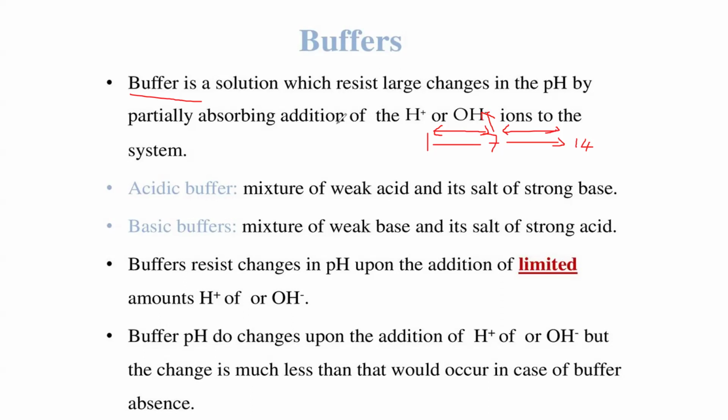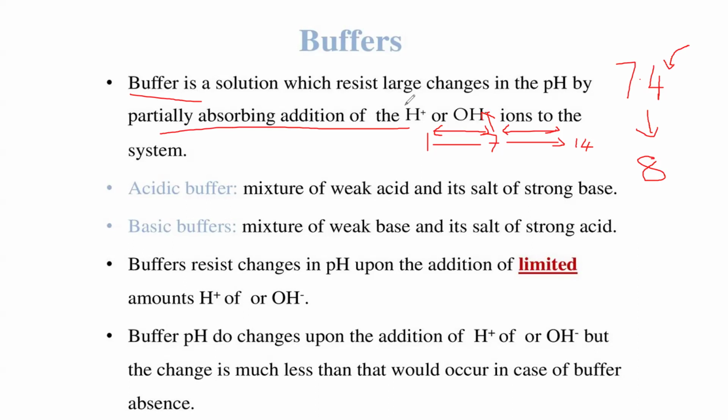Now, how does it actually resist these changes in pH? It is by partially absorbing the addition of hydrogen ions. For example, let's say the pH of the stomach is 7.4. Maybe in the presence of some external agent, the pH now changes from 7.4 to 8. So how do you now reverse this pH to 7.4?